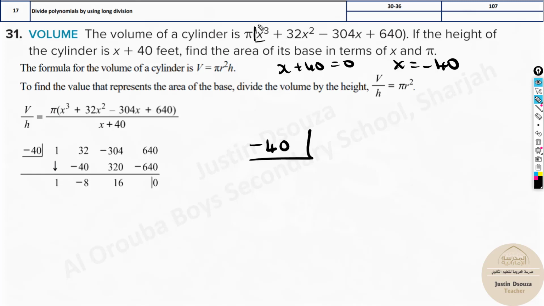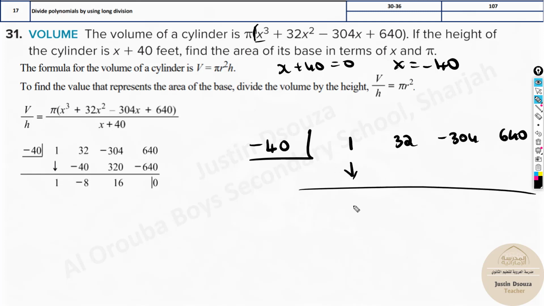What is the coefficient here? Nothing means 1. What is the coefficient over here? 32. Minus 304. Last one 640. These are the coefficients. Now the first term, no matter what, comes down itself, like this only, it will be 1. Now what you have to do is, I always remember it like this.